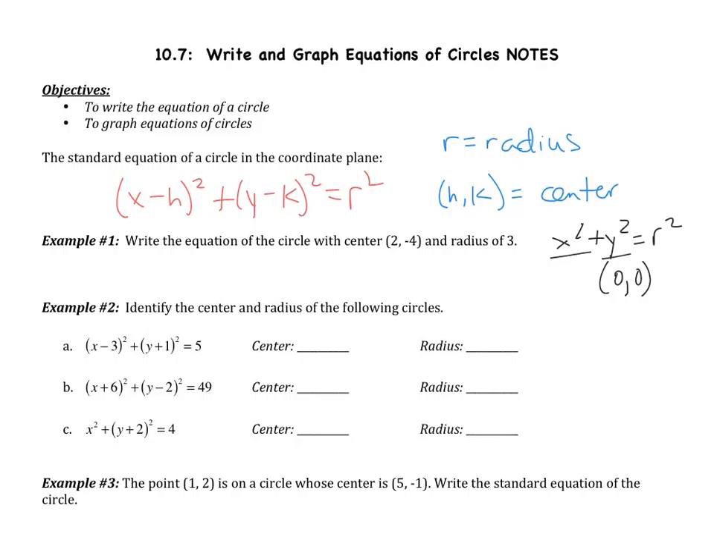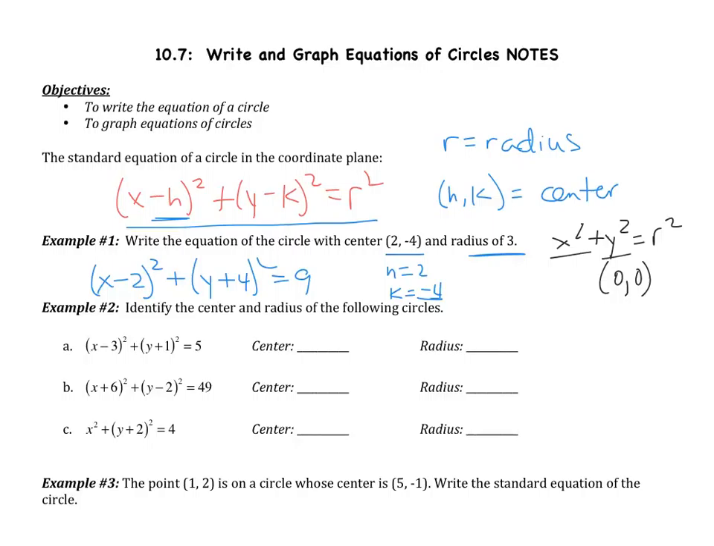Okay? So in the first example, they give us that the center is at (2, -4). What they're telling us is that h is equal to 2 and k is equal to -4. And then the radius is 3, so r is equal to 3. So if I plug that all into this formula, I would have (x - 2)^2, because I'm subtracting my h value, plus (y + 4)^2, because when I subtract a -4, I end up with a +4, equal to 3^2, which is 9.